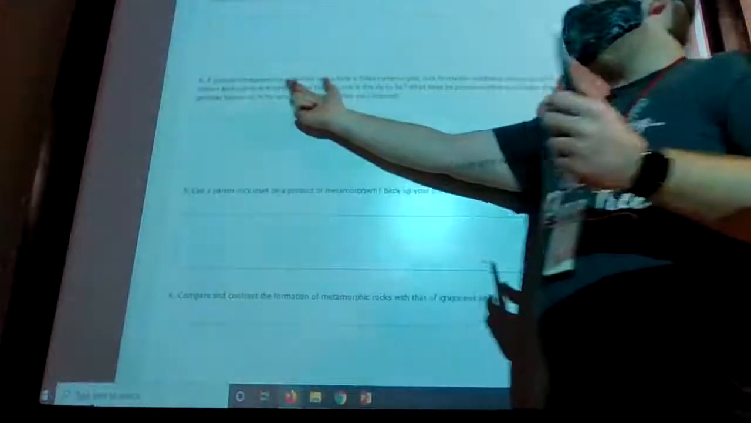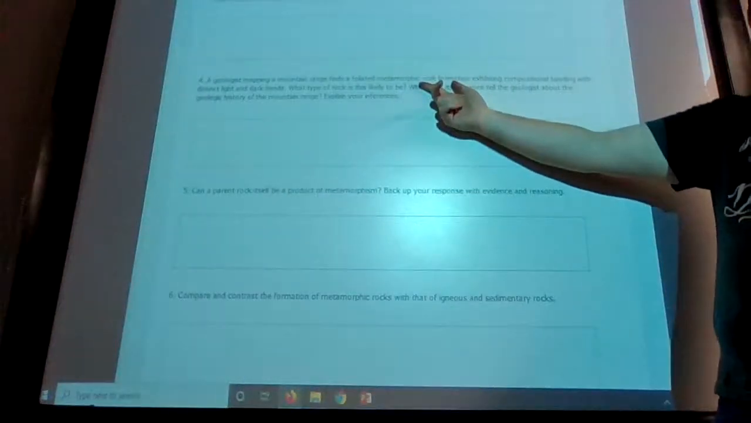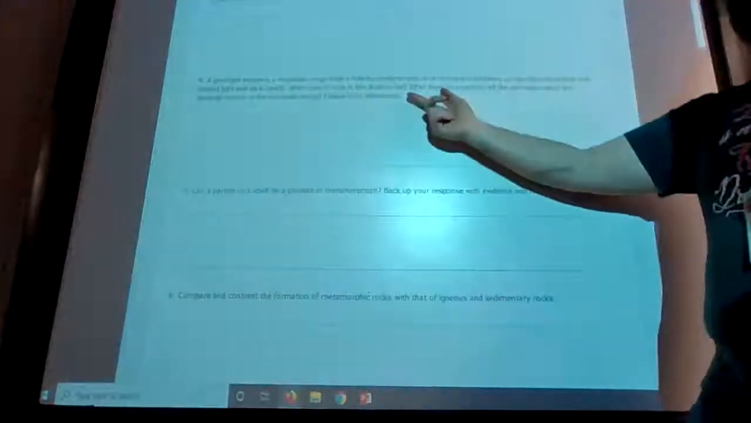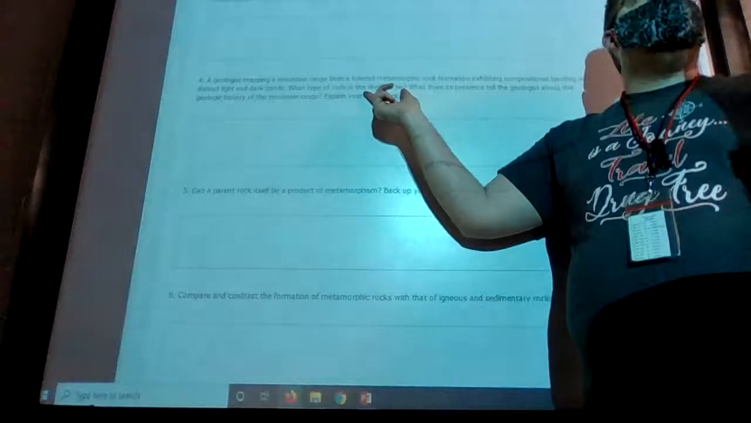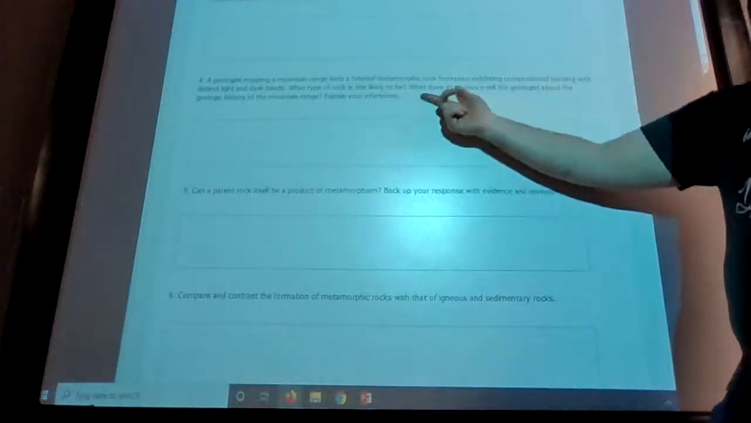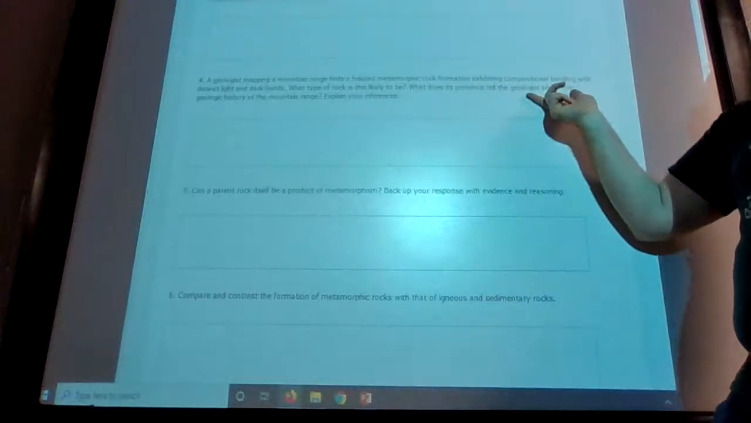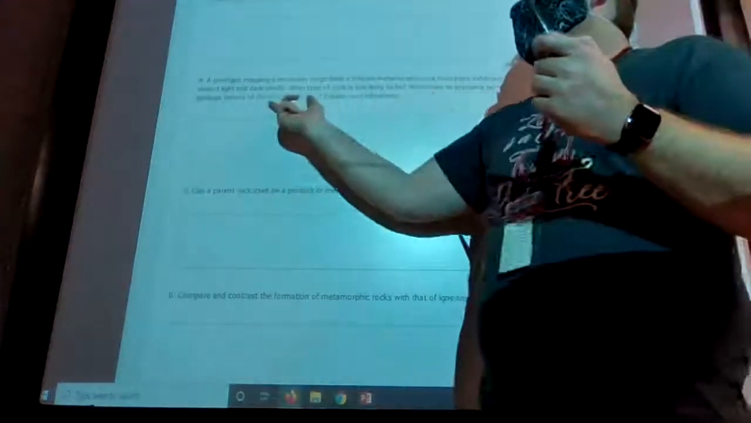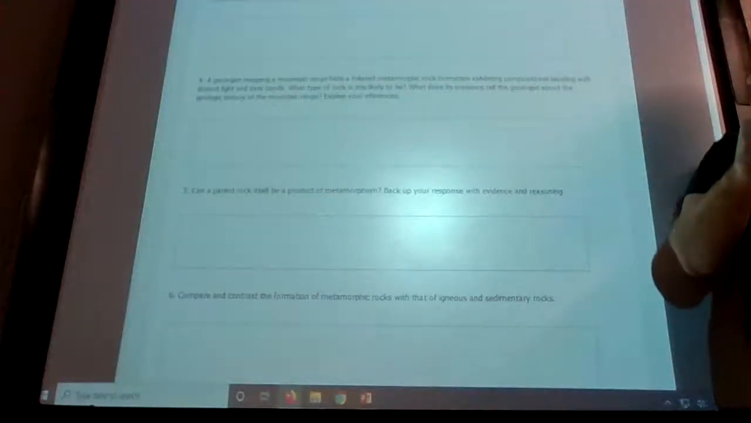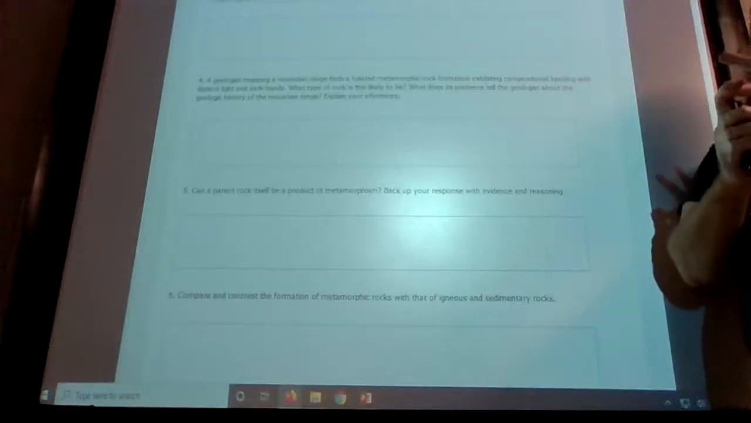So let's turn that into an answer. So what they want to know is, they have this geologist, he's mapping a mountain range, he finds some foliated metamorphic rocks showing these light and dark bands. What type of rock is this likely to be? This is likely to be a gneiss. And what does its presence tell the geologist about the geologic history of the mountain range? It tells the geologist that this rock formed under high pressure and high heat, which means it's a high metamorphic grade.